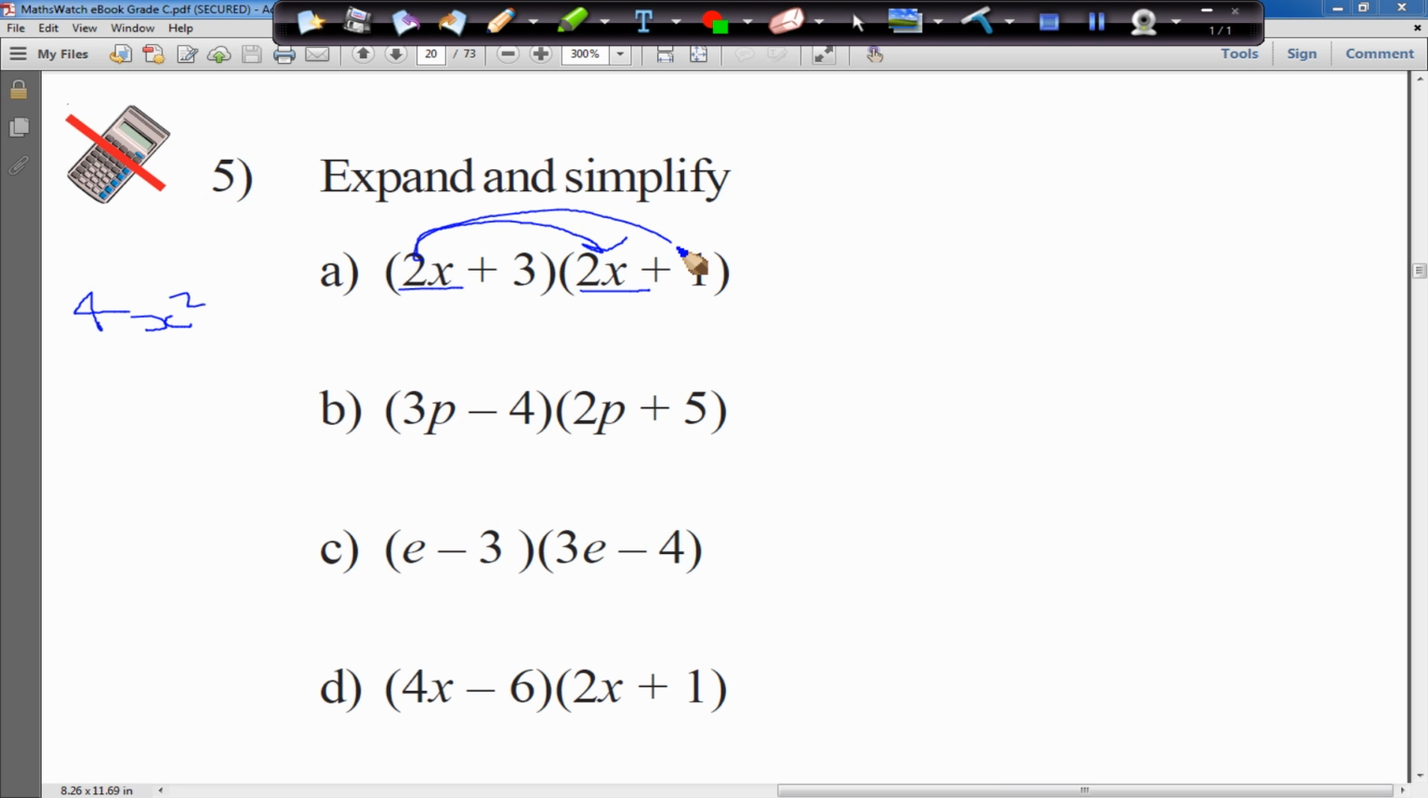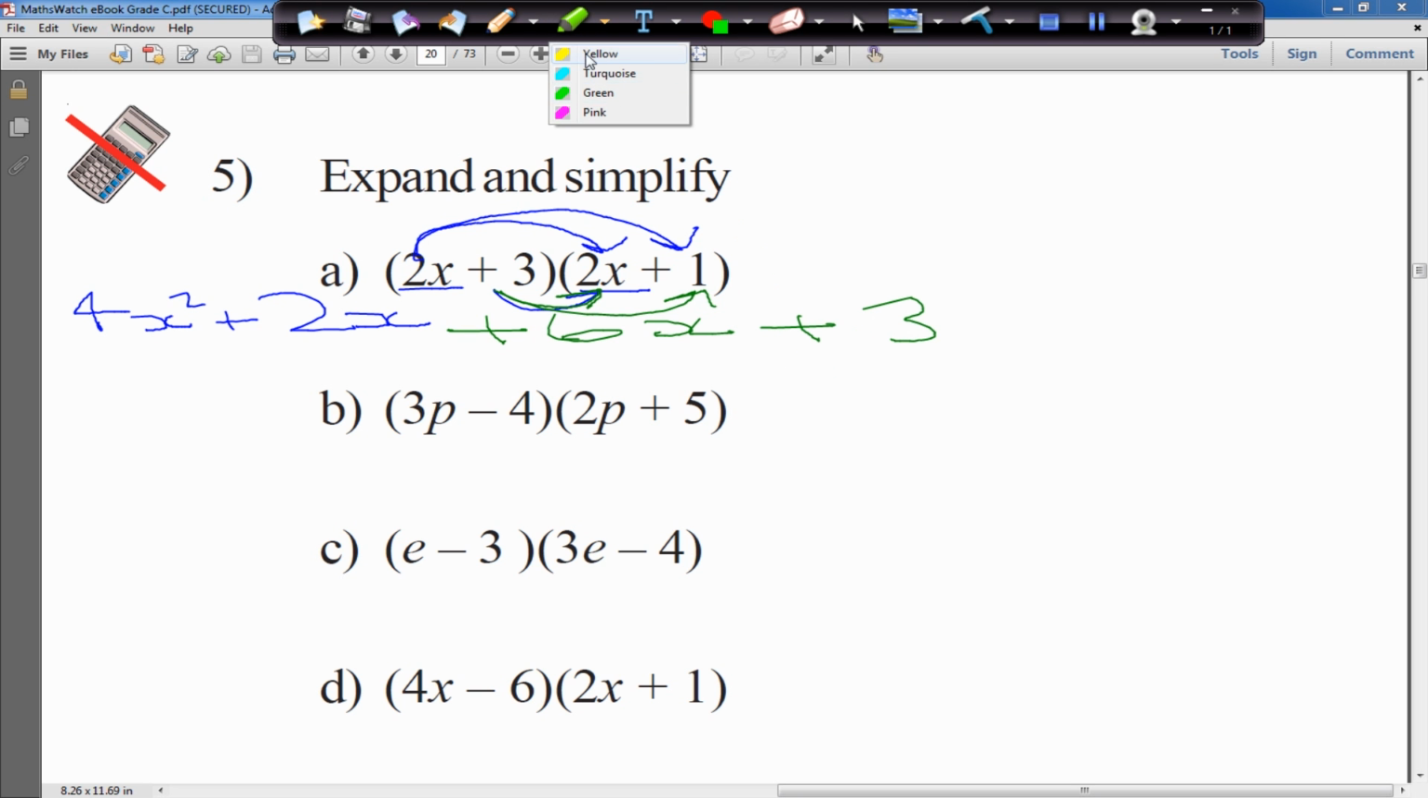Now if you do 2x times plus 1, that gives you plus 2x. And we have plus 3 times 2x, which will give you plus 6x. And then plus 3 times plus 1 will give you plus 3. Okay, now which bits will simplify? The x terms again will simplify, which are these terms here.